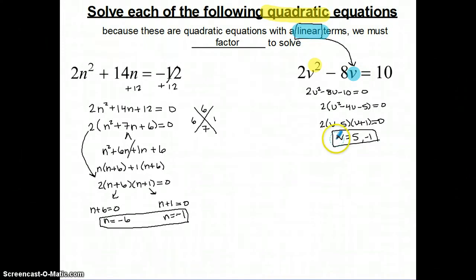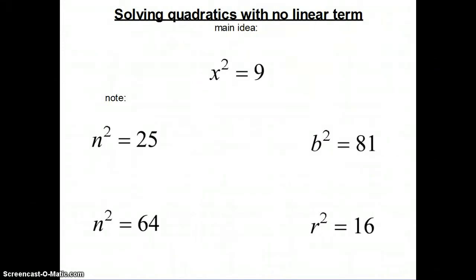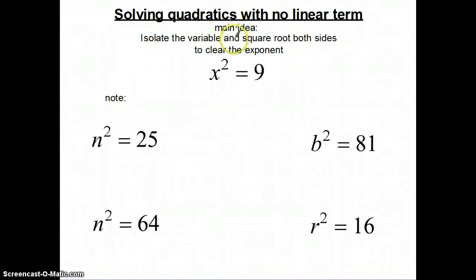You should get two answers of 5 and -1. From here, we're going to go into solving quadratics that have no linear term. So if you notice in this equation, there is an x squared, but there is no just x term. The main idea here is that we are going to isolate the variable and then square root both sides to clear the exponent. So I have x squared.